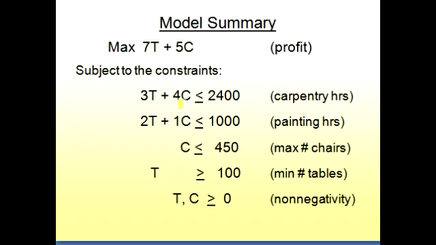Okay, here's the complete summary of all of the linear equations that we're using here. The decision variable is how many tables and chairs to make. The objective function is to maximize 7t plus 5c for profit, subject to these constraints: the carpenter constraints, the painting constraints, the maximum number of chairs, the minimum number of tables, and then the non-negativity constraints.